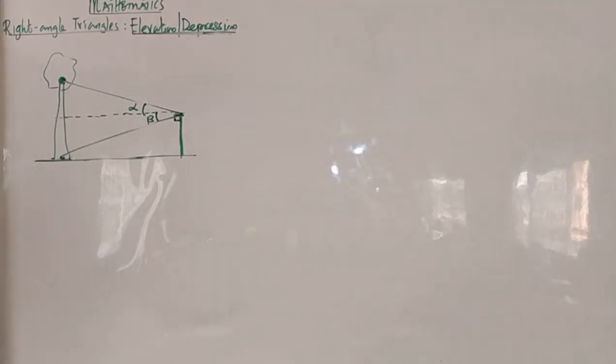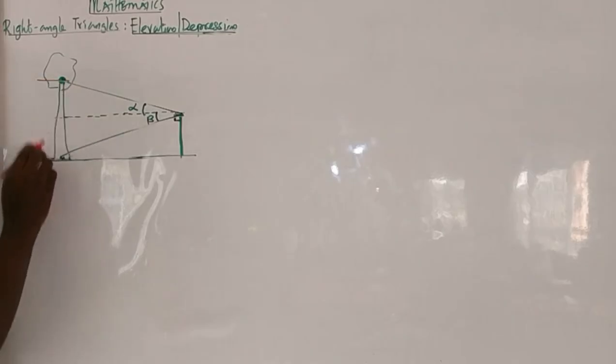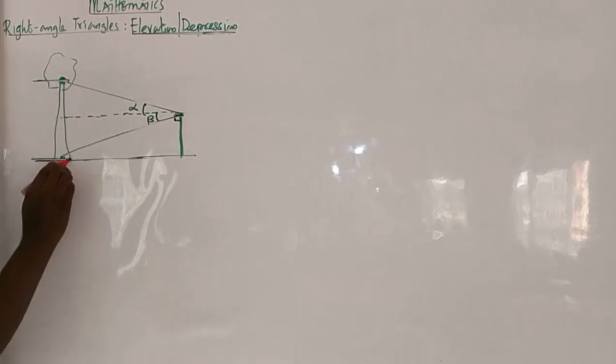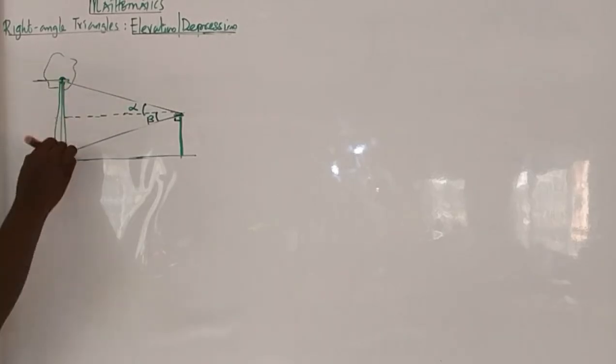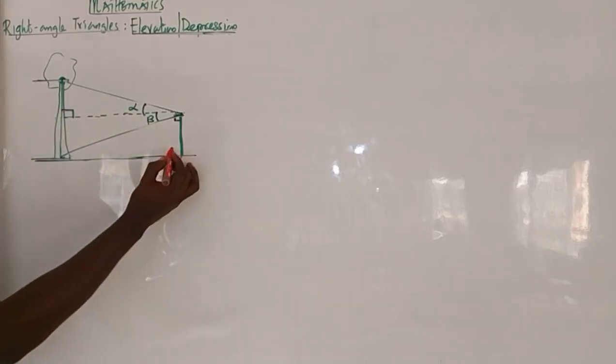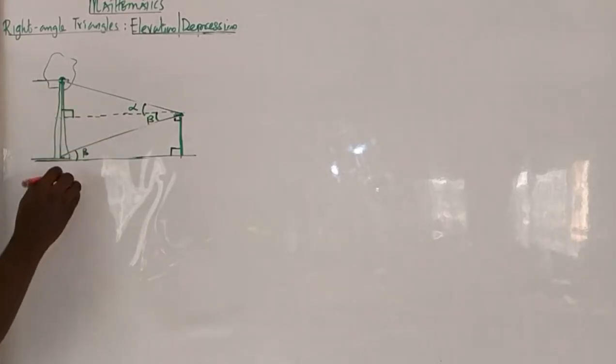Now here we can be asked to get different things. For example, what is the height of the tree from this point down here? First you have to realize is this angle here is 90 degrees. This angle here also is 90 degrees. If this angle here is beta, this angle is also beta because they are alternate to each other. Alternate angles are equal.